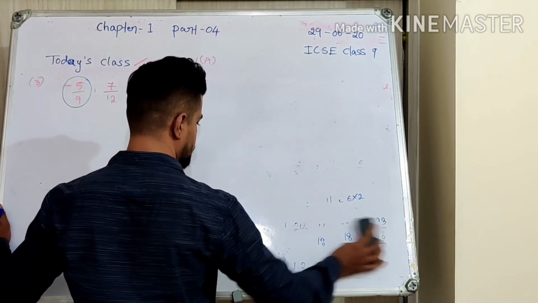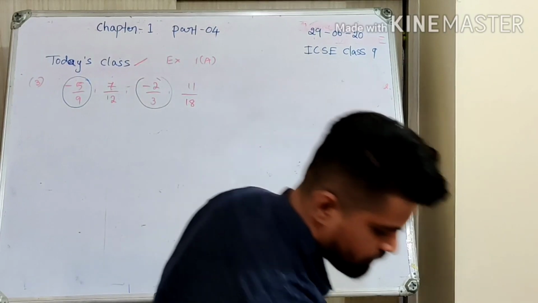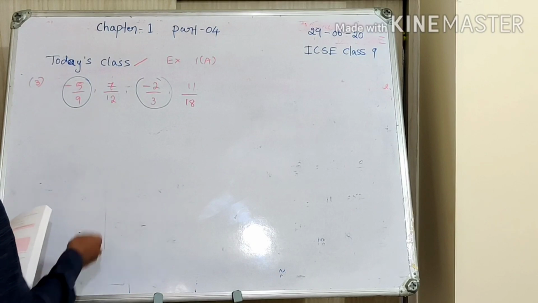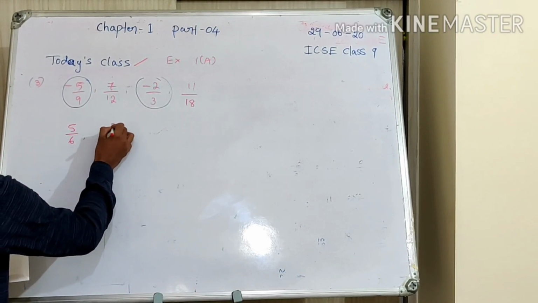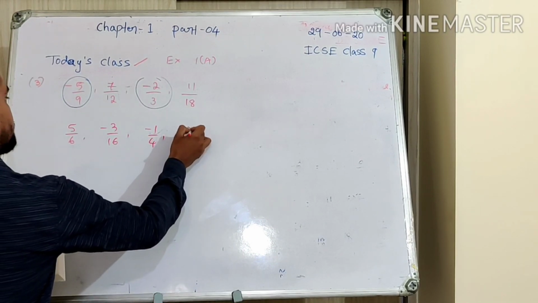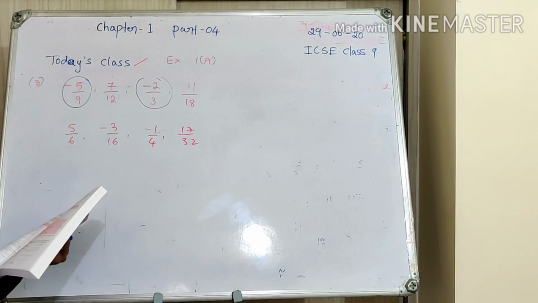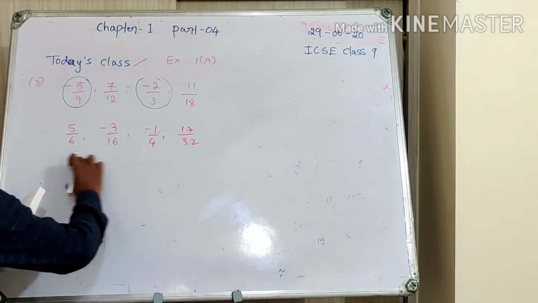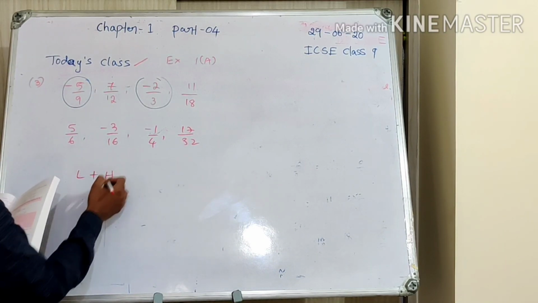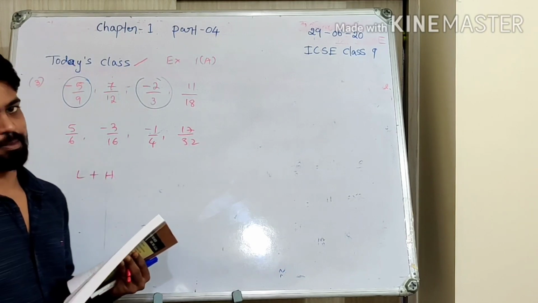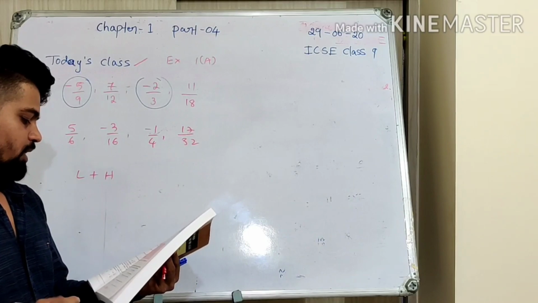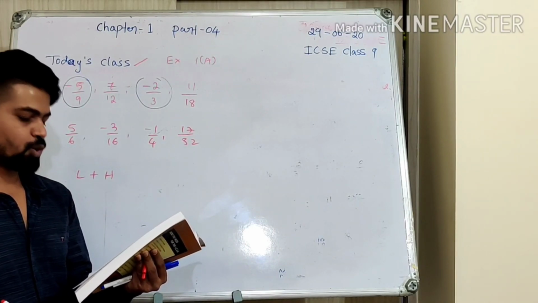Okay, next question is your work now. It is very similar to this. The question says arrange 5 by 6, minus 3 by 16, minus 1 by 4 and then 17 by 32 in the descending order of their magnitude. Descending is from the highest to lowest. After that, find the sum of the lowest and the highest. In the previous question we subtracted. Now we are going to add the lowest and highest numbers. And also express the result obtained as a decimal fraction correct to 2 decimal places.